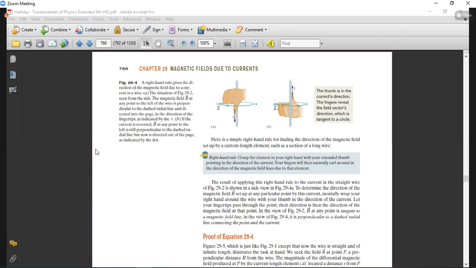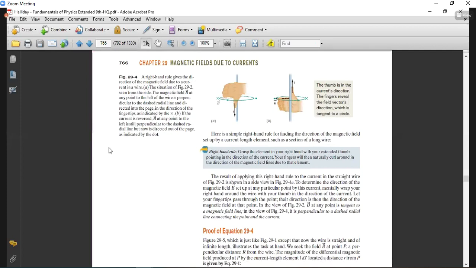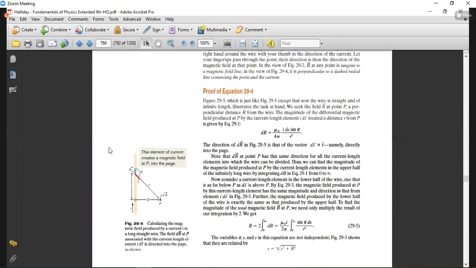Okay, now we come to the proof. What is the proof of the magnetic field at a point P from a wire, and the strength of the magnetic field? What would be the equation for that? Again we will use the Biot-Savart law here. Like we will divide the wire into small elements and find the magnetic field at a point P due to each element, and later we will integrate them. This is what they have done here.